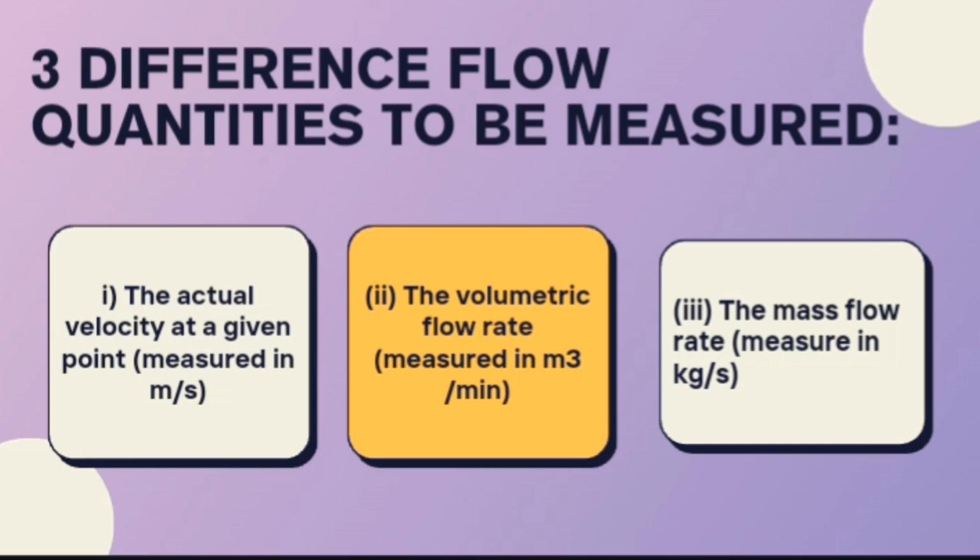Here's the important one. Three different flow quantities to be measured. The first one is the actual velocity at a given point, which is measured in meters per second. Second, the volumetric flow rate, which is measured in cubic meters per minute. And last, but not least, is the mass flow rate, measured in kilograms per second.